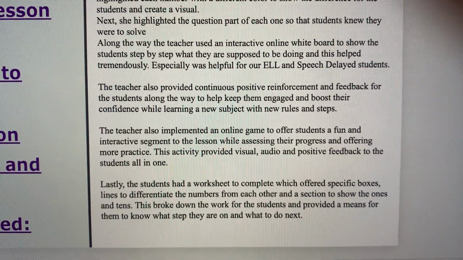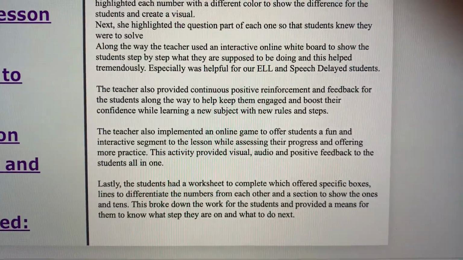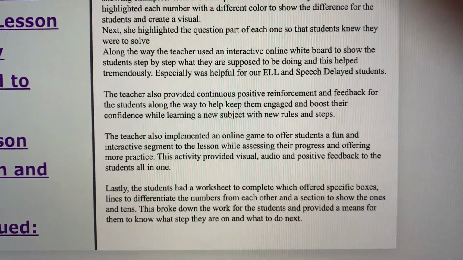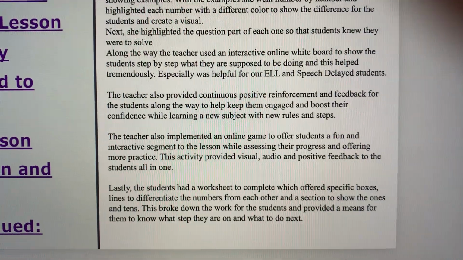So the teacher also implemented an online game to offer students a fun and interactive segment to the lesson, and this also acted as a way to assess their progress and offer more practice. It provided visuals, audios, positive feedback to the students all in one.